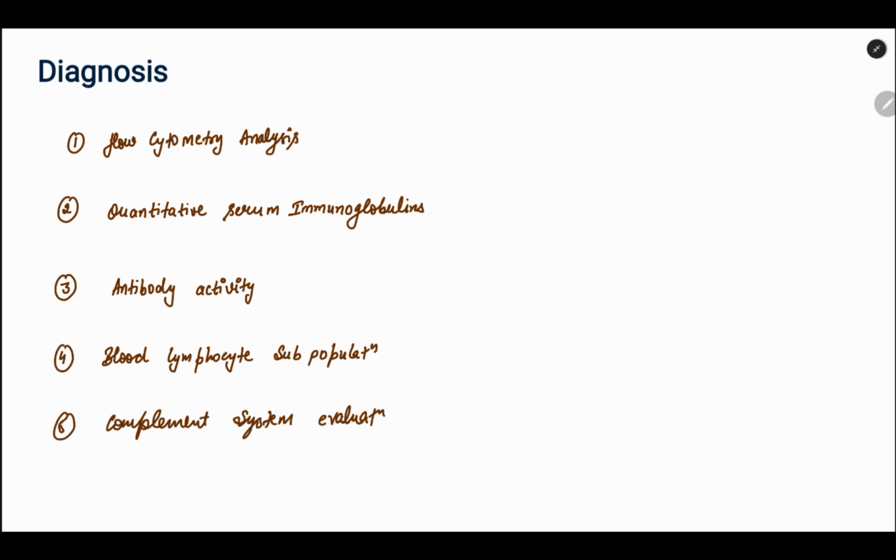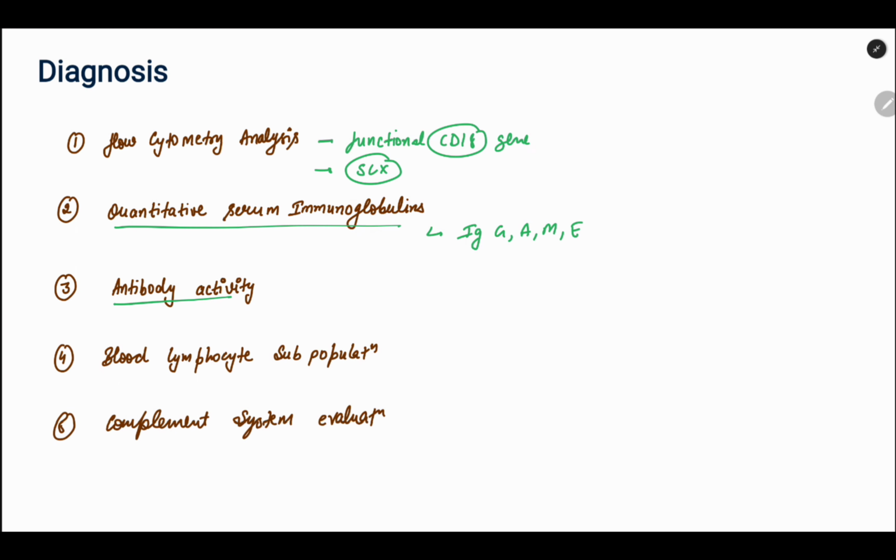Now discussing the diagnosis part. The first test that we have is the flow cytometric analysis. In this test, we demonstrate the absence of the functional CD18 gene, and also the absence of the SLX molecule. The second test is the quantitative serum immunoglobulins, in which we look at the amount of these antibodies, that is the serum immunoglobulins, that is GAME. The third one is the antibody activities, in which we look at the activity of various antibodies, for example IgG.